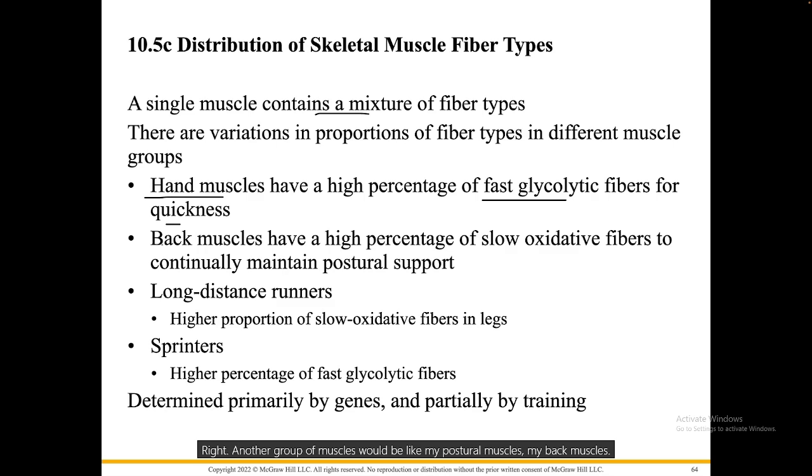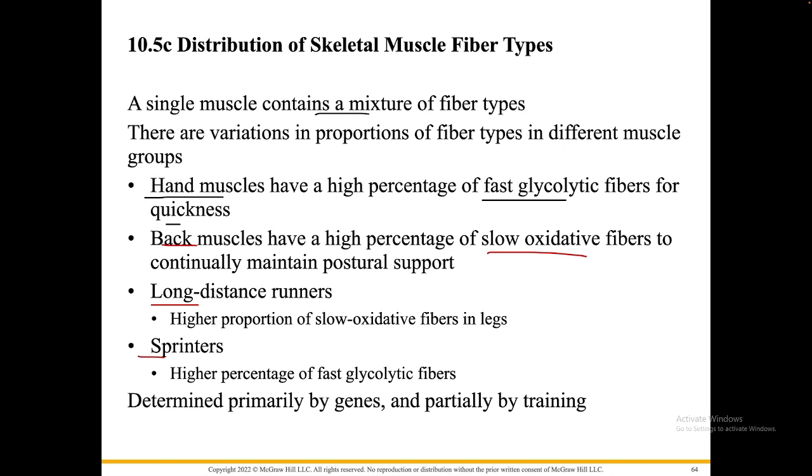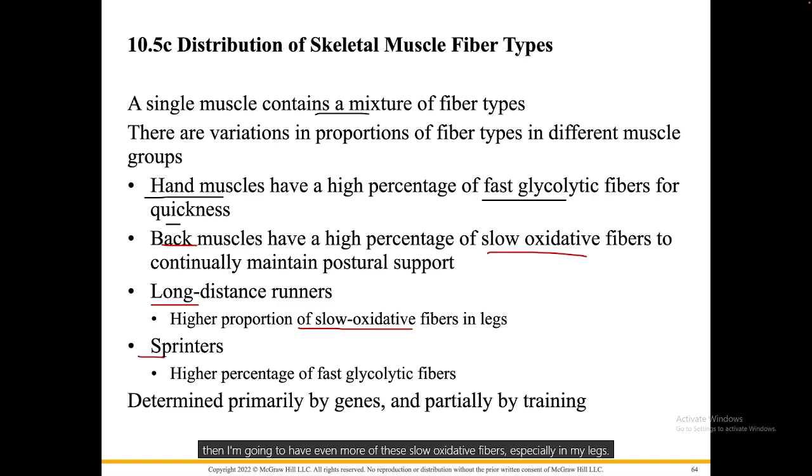Another group of muscles would be my postural muscles, my back muscles. They're slow oxidative, so they have some strength, but they're not going to fatigue. I can stand up straight all day. And if we compare a couple of athletes, if I'm a long distance runner, then I'm going to have even more of these slow oxidative fibers, especially in my legs, right? When people talk about getting into shape, these muscle fibers are the ones that are responding to the training. Versus if I'm doing sprints, like maybe I get into basketball and I'm going to focus more on sprints instead of endurance, now I'm going to develop more glycolytic fibers. Partly by training, partly by genetics.